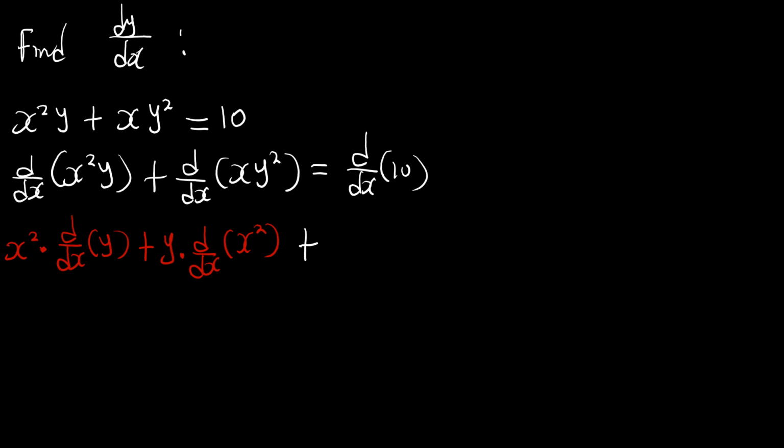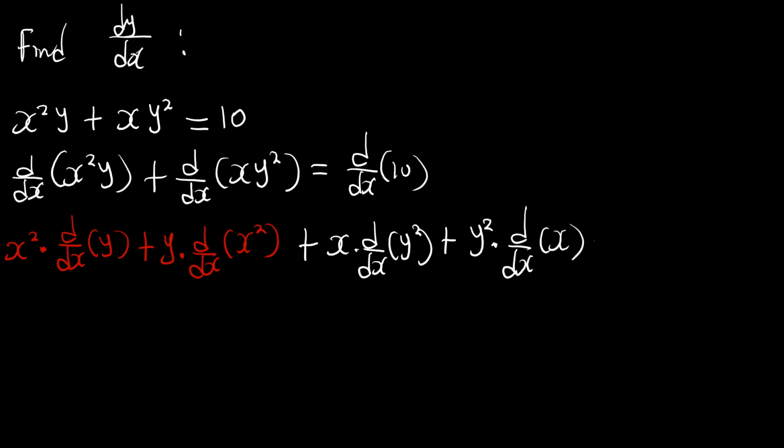Plus even here xy squared, we are still going to apply the product rule. So we are going to keep our first function and then multiply by the derivative of the second function, which is y squared, plus we are going to keep our second function and multiply by the derivative of the first function, which is x, is equal to the derivative of 10. This is a constant, it's going to give us 0.